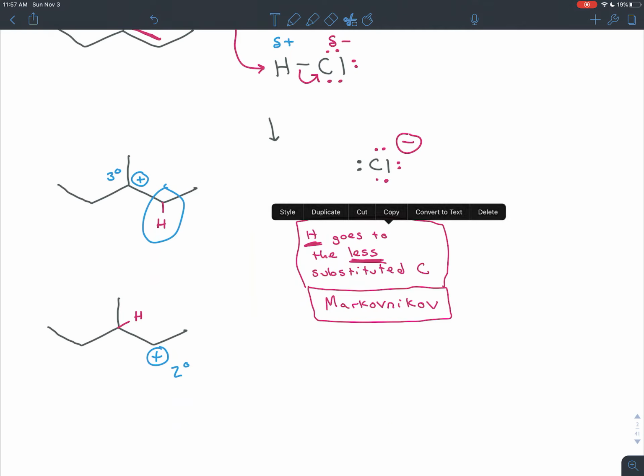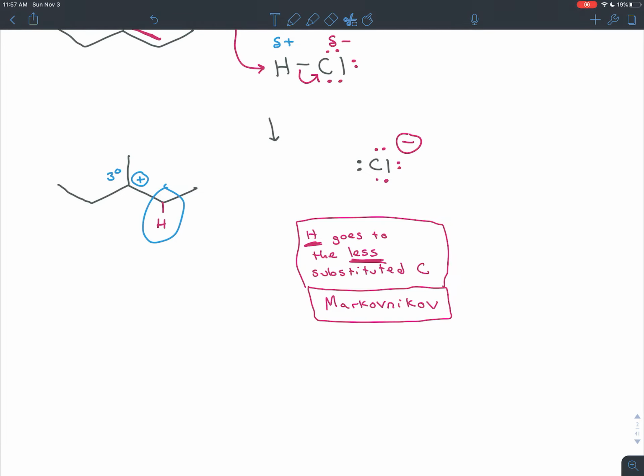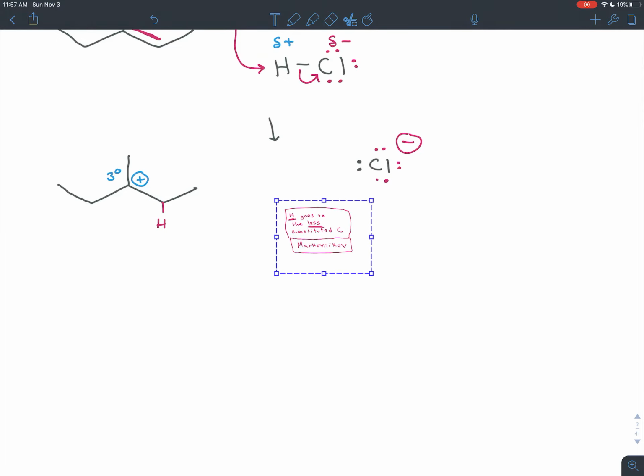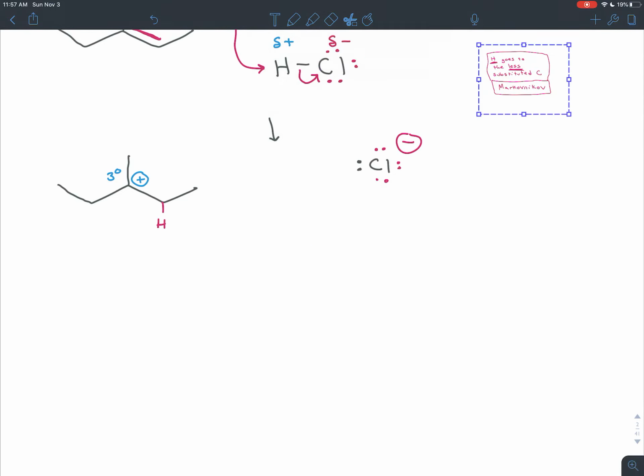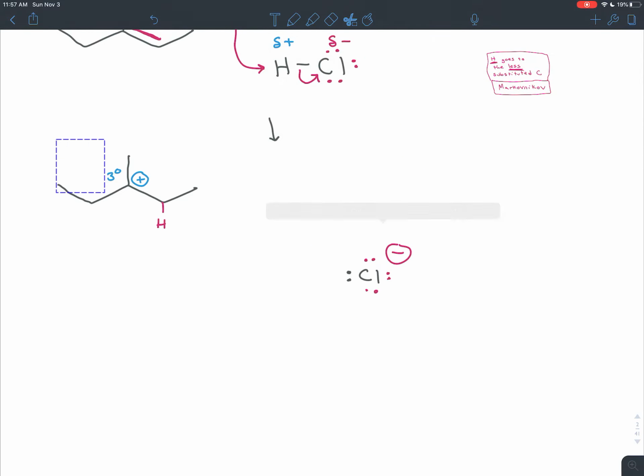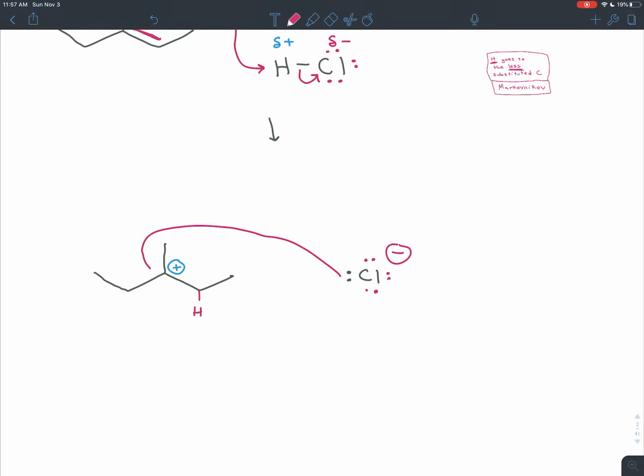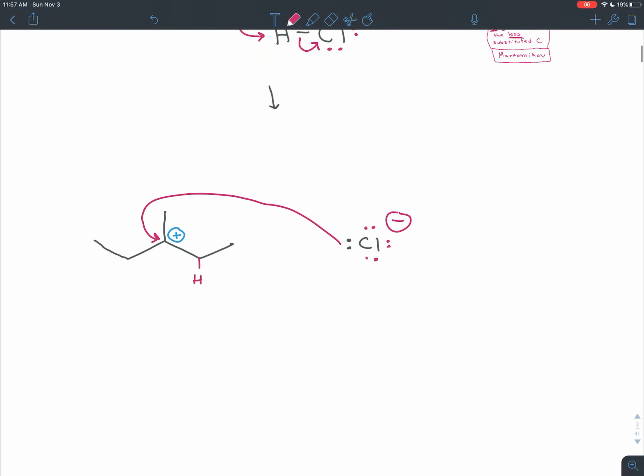And this, as we saw before, was Markovnikov's rule. Hydrohalogenation is Markovnikov addition of H and X. It means H goes to the less substituted carbon. Okay, so we don't get this product at the bottom. Well, at this point, we have a clear nucleophile, the chlorine, and we have a clear electrophile, the carbocation. So the full negative charge in the chlorine, those electrons swoop in and they attack the full positive charge on the carbocation.